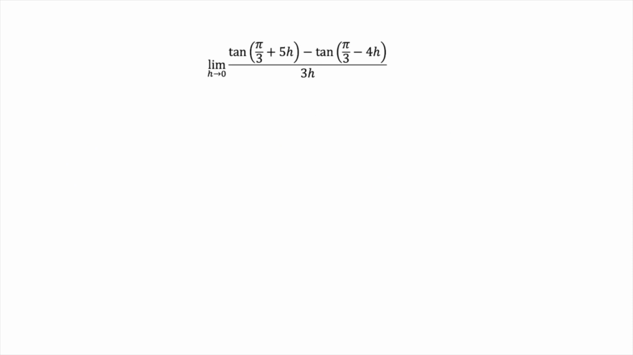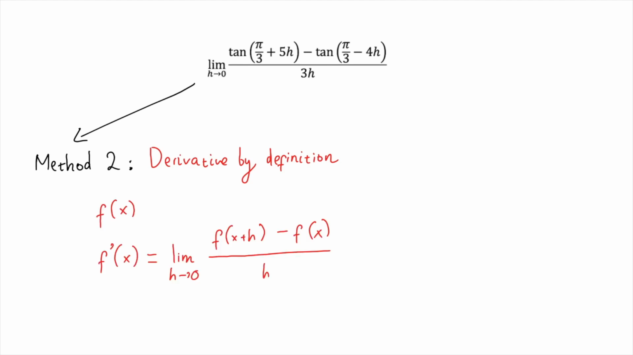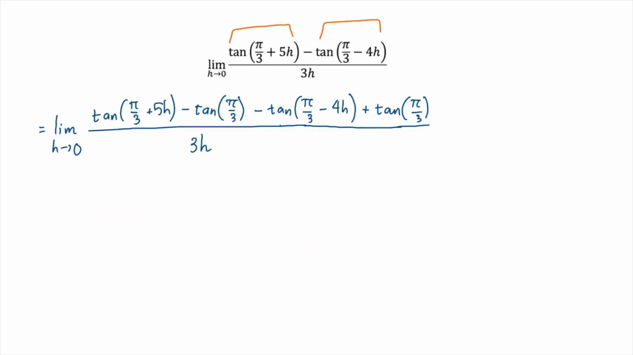This question also has a second method, which is quite a bit faster, and that is to use the derivative by definition. By definition, if we have a function f(x), then its derivative, f'(x), is equal to the limit as h approaches 0 of (f(x + h) − f(x)) over h. We could subtract tan π/3, and then also add tan π/3.